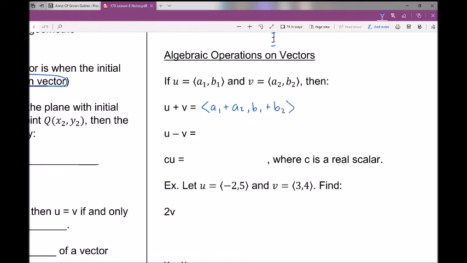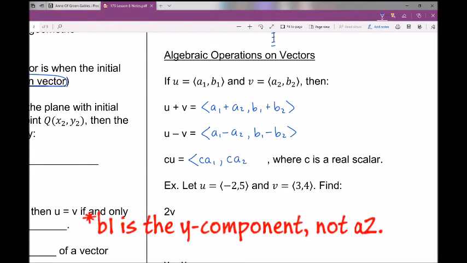All right. To subtract them, really similar. You just subtract the x and y components. So we have a1 minus a2 and b1 minus b2. And finally, to multiply by a scalar, we just multiply each component by that scalar. So the vector u multiplied by a scalar c is just c times a1, comma c times a2.